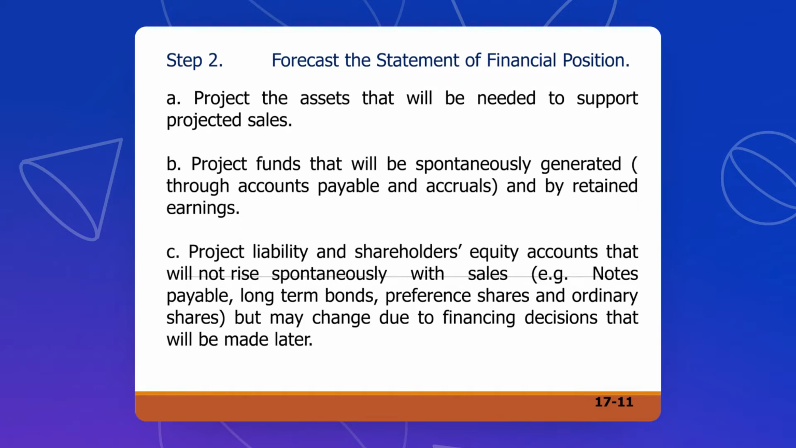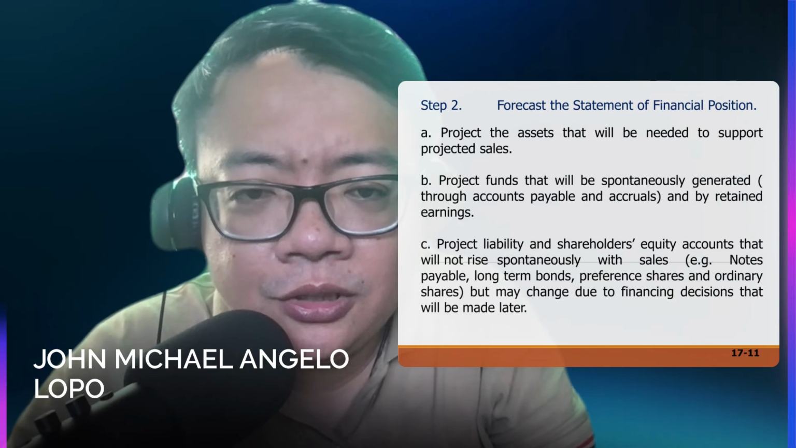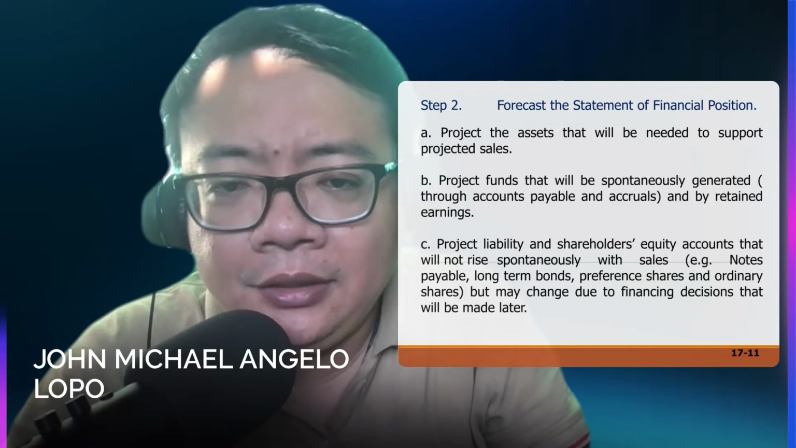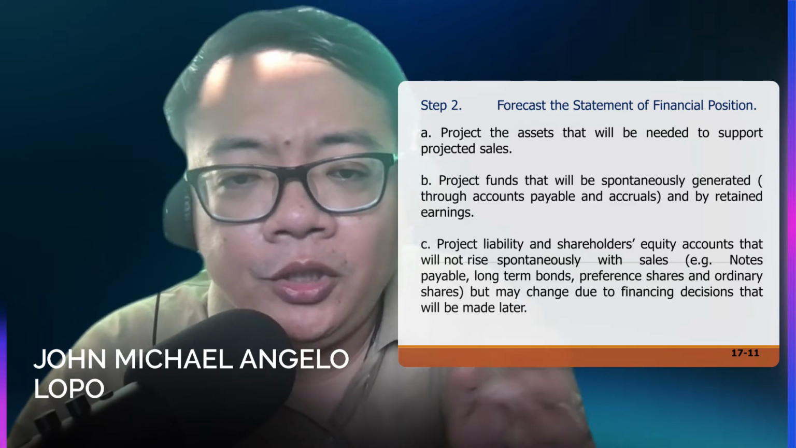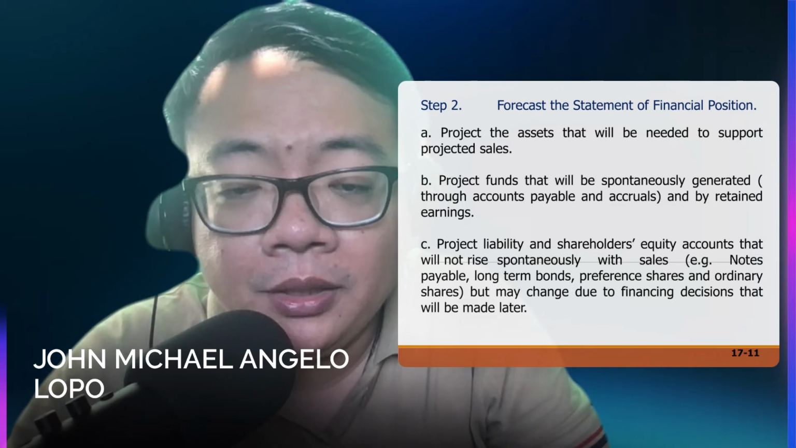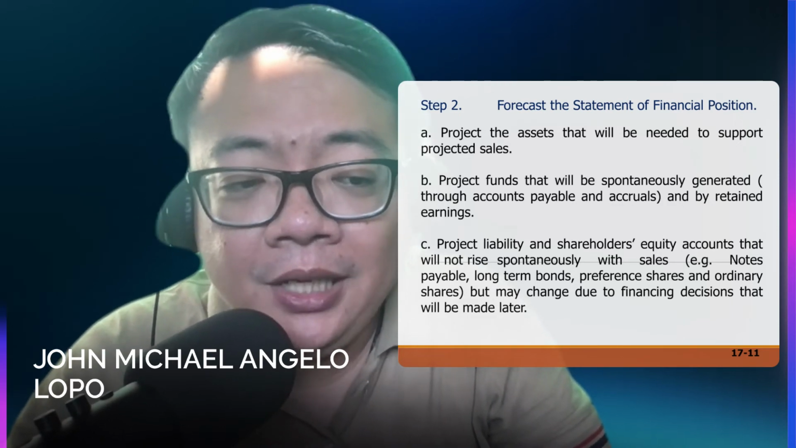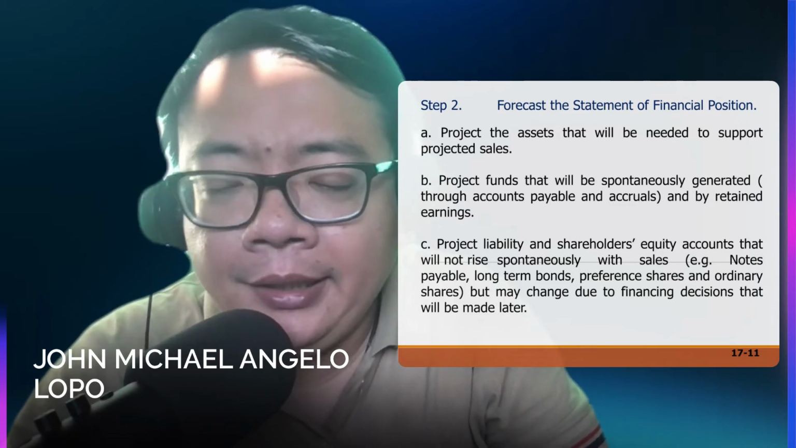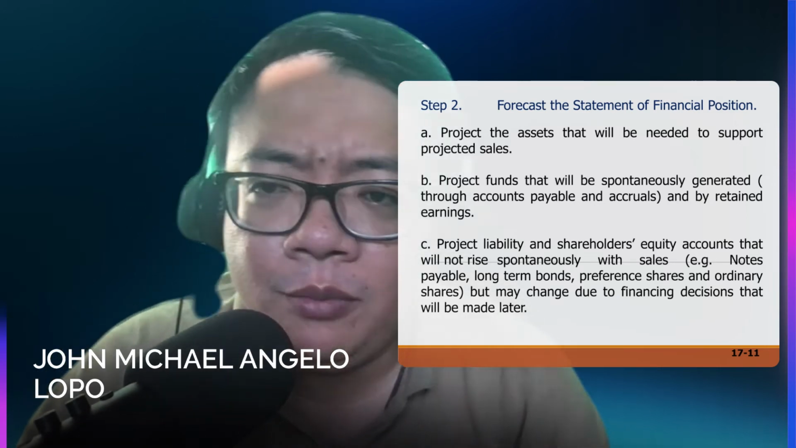And letter C, project liability and shareholders' equity accounts that will not rise spontaneously with your sales. Okay. Sige, we'll discuss. Sir, what do you mean by spontaneously generated assets or spontaneously generated payables? Okay. When you say spontaneously generated through accounts payable and accruals, ang tawag doon, class, is it will affect the changes in your sales. What do you mean by this one?